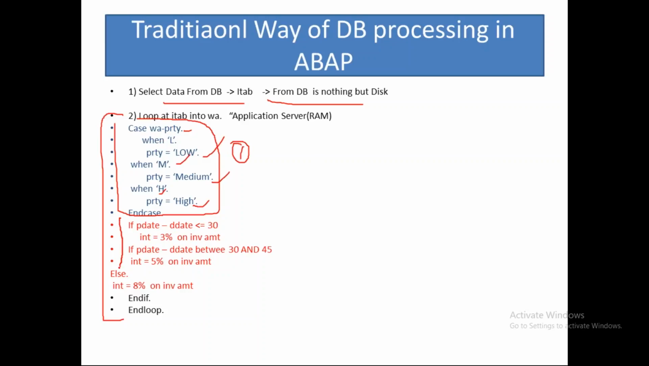Then the second calculation is interest and all. Directly, I am collecting the difference between the days. If it is less than 30 days, assume 3% on the invoice. If it is between 30 and 45, it's 5%, else it is 8%. This is the second point.